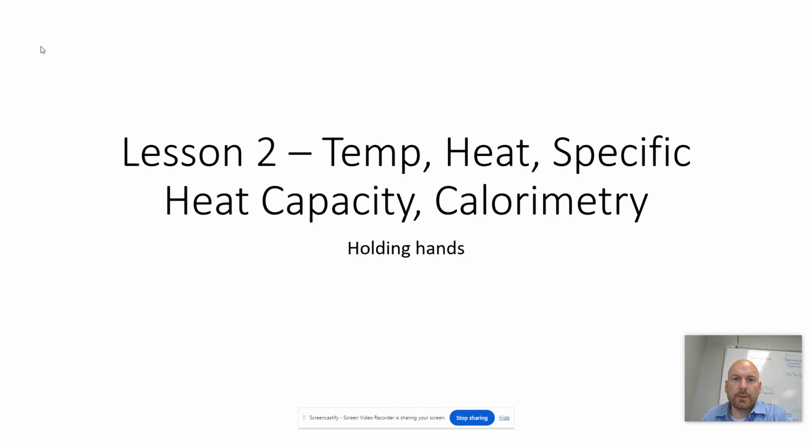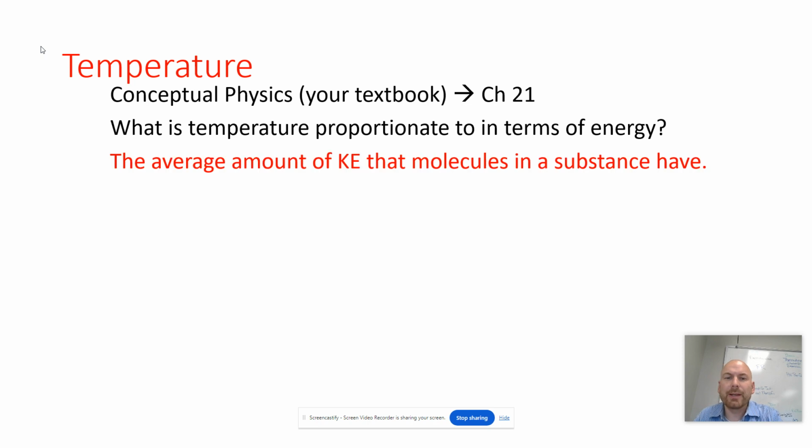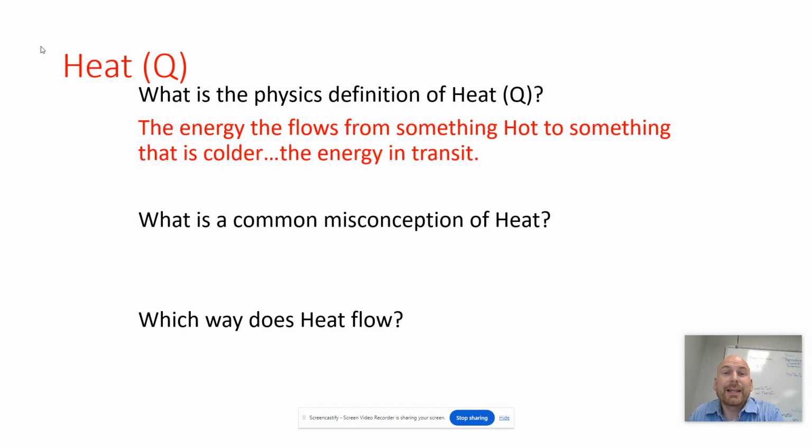So what we're going to talk about today is temperature, heat, specific heat capacity, and calorimetry. All right. What is temperature proportional to in terms of energy? It is the average amount of kinetic energy that molecules have in a substance. Okay. What is the definition of heat in terms of the physics? It is the energy that flows from something hot into something cold. It's the energy in transit.